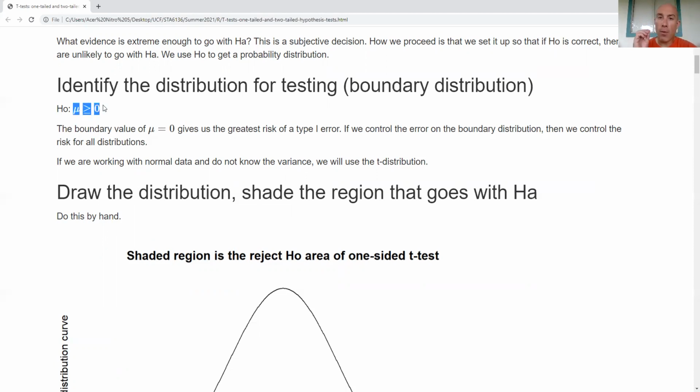I'm always worried about the situation where the null is correct, but I go the other way. So if mu is greater than or equal to 0 as the null hypothesis, what situation would I be the most likely to go with the alternative? If I control the risk in the worst case scenario, then I have control over all possible risk. So I'm going to look at the boundary case here.